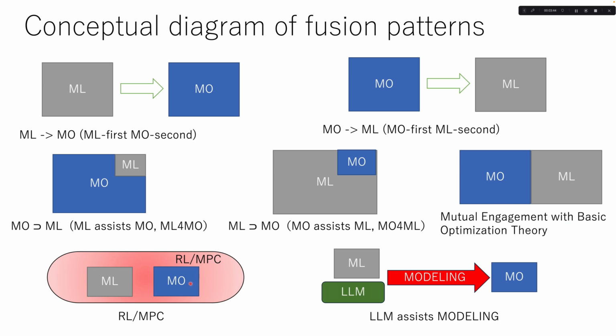In the lower left, we have the integration of reinforcement learning and model predictive control. These fields were independently studied in different domains, but dynamic programming in optimization, reinforcement learning in machine learning, and MPC in control theory are all based on the same framework. Recently, research on integration across these fields has been advancing. In the lower right, we have research that uses large language models, LLMs, like ChatGPT or Claude to assist in mathematical optimization modeling. This field is still new and developing, but I would like to include it as a category.